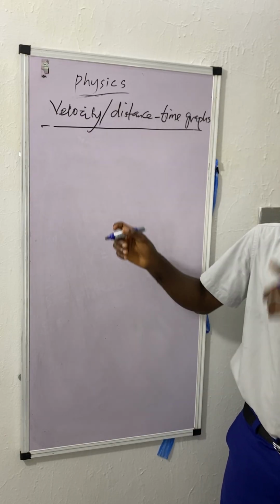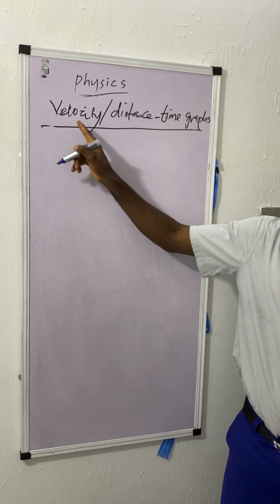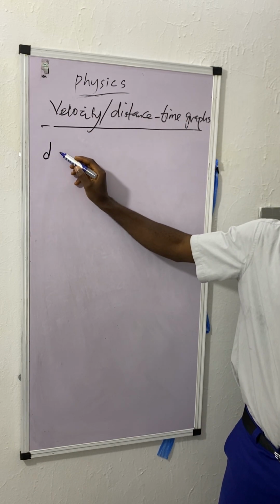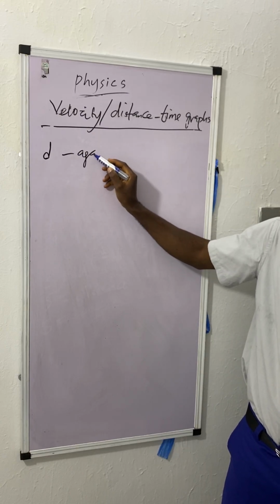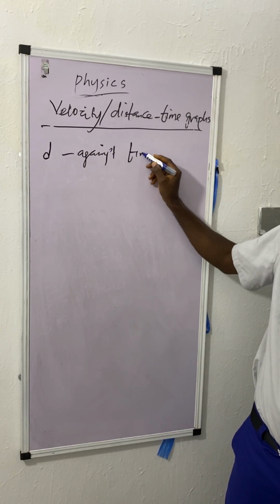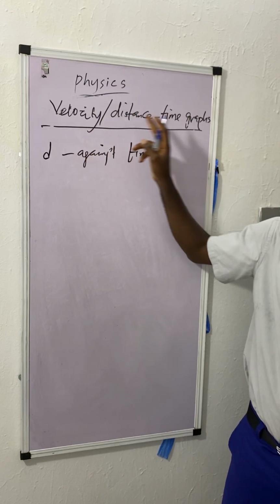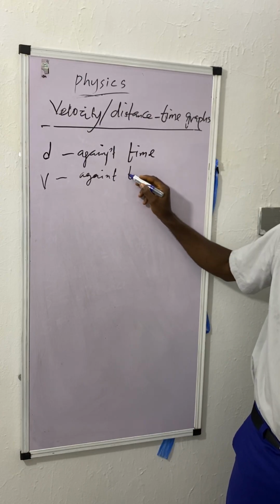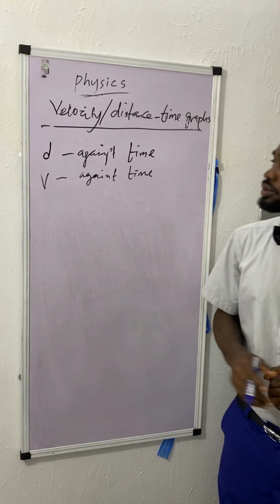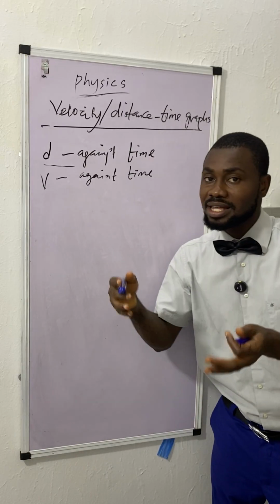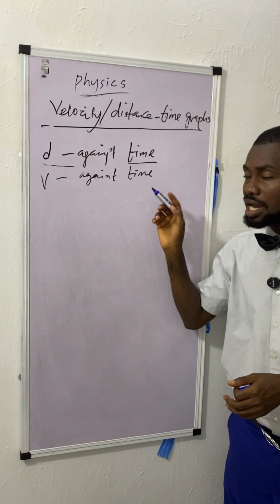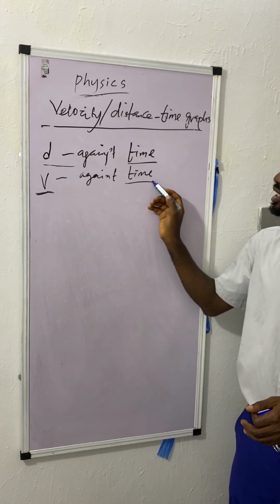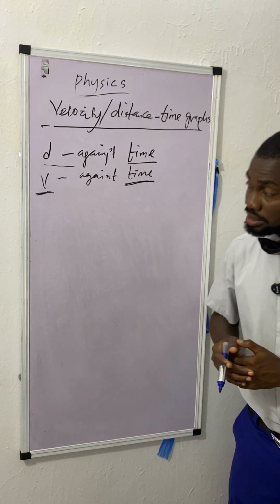So when you hear a distance time graph or a velocity time graph, it means that you plot, for the distance time graph, distance against time. For the velocity time graph, velocity is plotted against time. The distance time graph is used to know the distance covered within a specific amount of time. The velocity time graph is used to note the velocity reached within a specific amount of time. Now let's look at the interpretation of both.